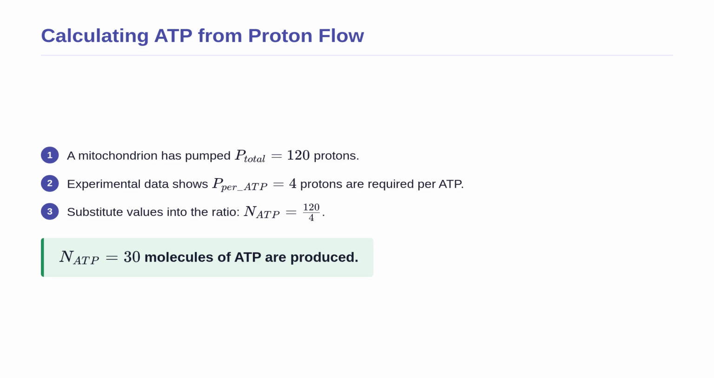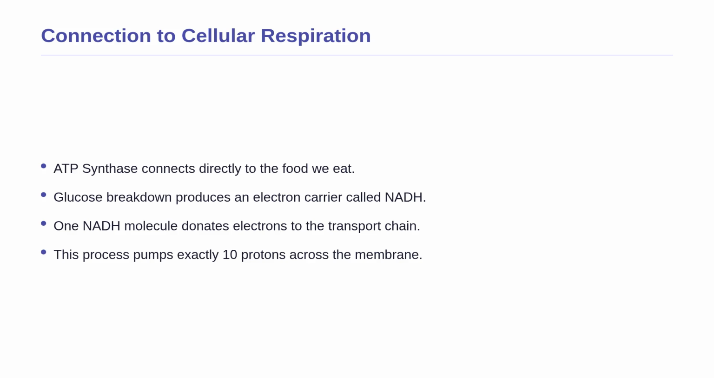Physically, this means the mechanical rotation of the enzyme will complete enough cycles to generate exactly 30 usable energy molecules, wasting no energy. Having calculated ATP from a random pool of protons, let us now connect this directly to the food you eat.